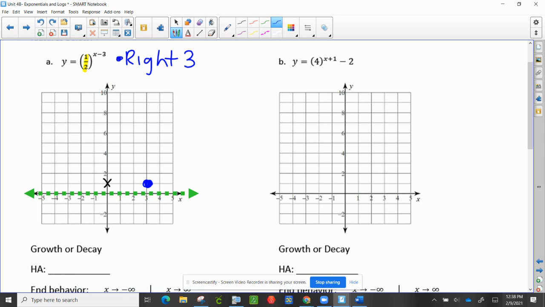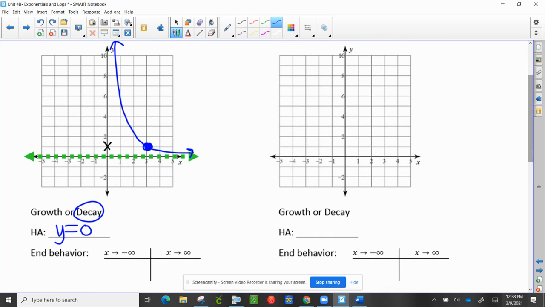Now 1/2 is less than 1. This graph will be decaying or decreasing. So you've got to start high, pass through your point, and kind of level off by your asymptote. Since our asymptote didn't change, it's still at 0. Then if we talk end behavior, the left side's going up forever, so that means y would be approaching positive infinity. As the graph moves to the right, it's going to level off by our asymptote, which is at 0.